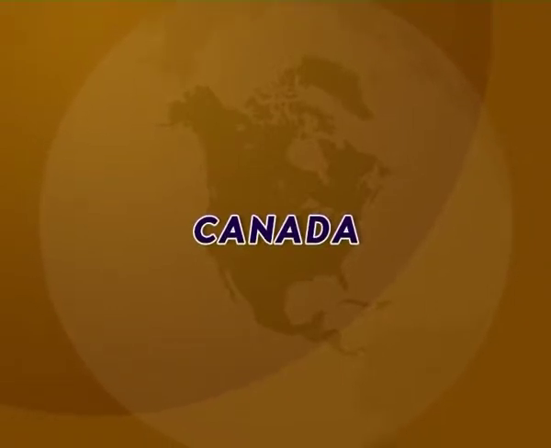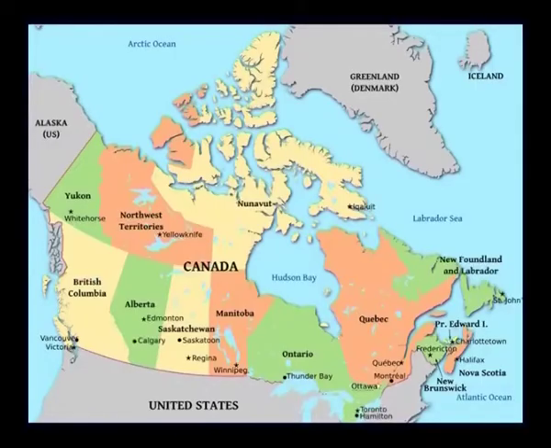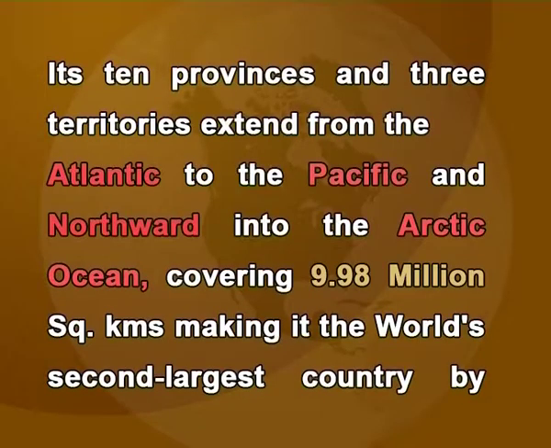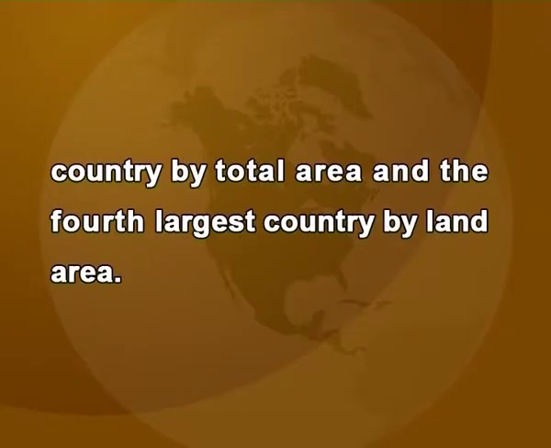Now, let us move on to the next country, Canada. Canada is a country in the northern part of North America. Its 10 provinces and 3 territories extend from the Atlantic to the Pacific and northward into the Arctic Ocean, covering 9.98 million square kilometers, making it the world's second largest country by total area and the 4th largest country by land area. Canada's border with the United States is the world's longest land border.